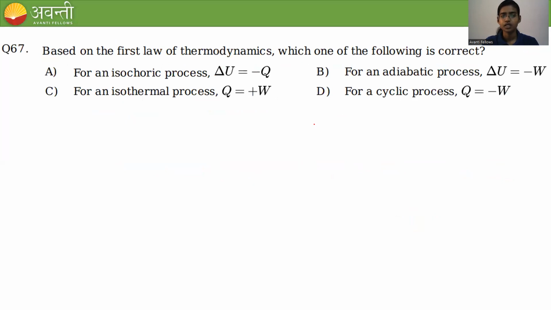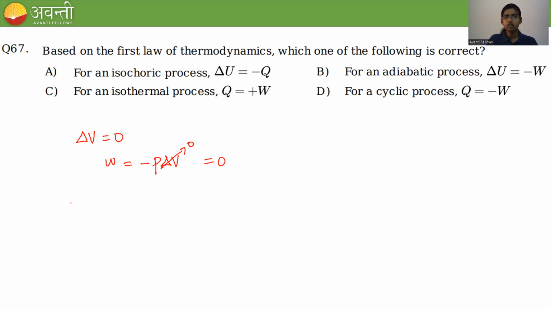Got it? Then coming to question number 67. Based on the first law of thermodynamics, which one of the following is correct? So option A, for an isochoric process, delta U is equal to minus. We have to check one by one. So what is isochoric? Isochoric means delta V, that is the change in volume, is equal to 0. And we know that W is equal to minus P delta V. If delta V goes to 0, work done is also 0.